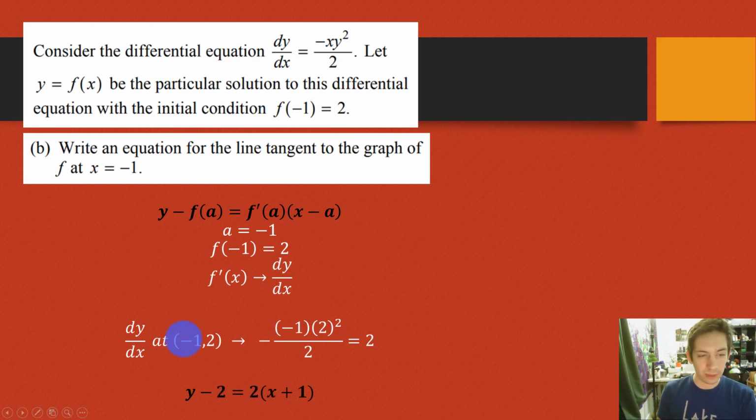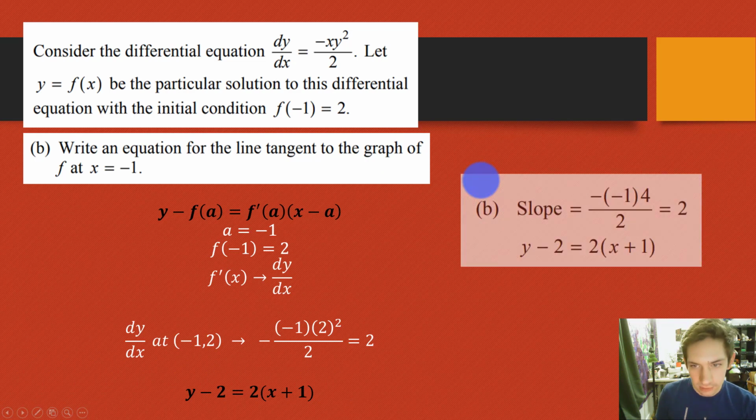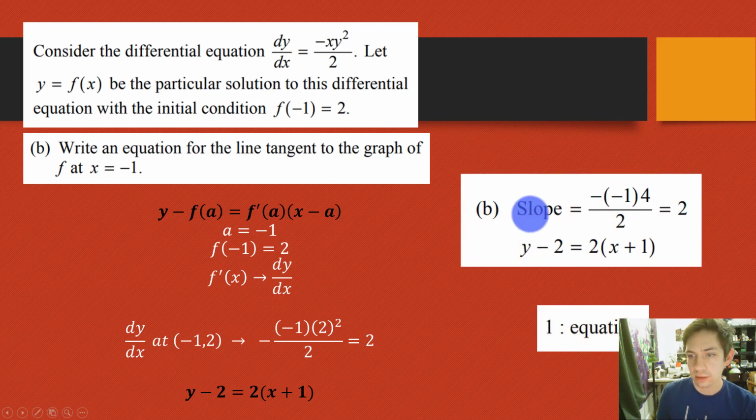So we substitute, we get y minus 2 equals 2 times x plus 1. And this is what they have in the answer key. They just write the slope is 2, so this is the line. And it's 1 point. 1 point for this equation.